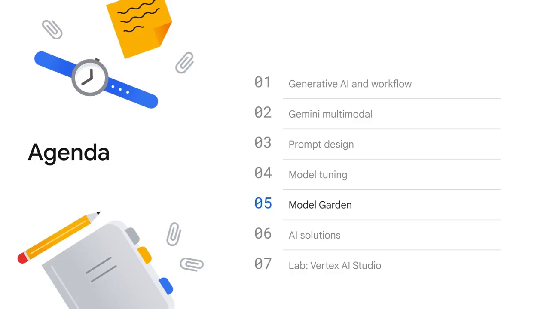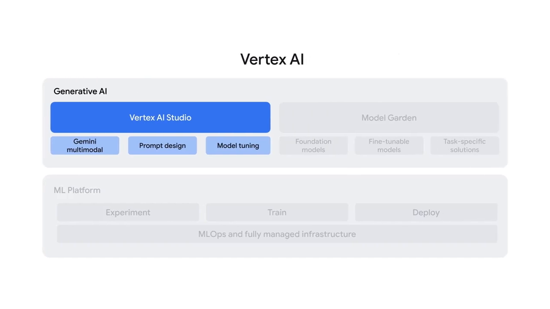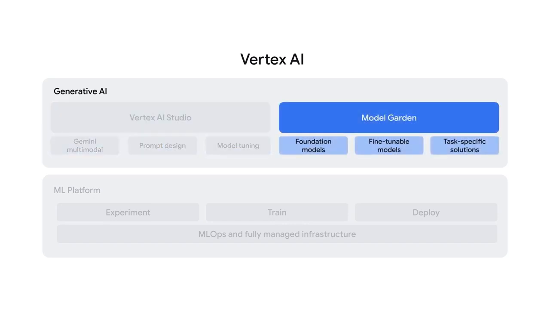In addition to Vertex AI Studio, Model Garden with Vertex AI offers access to a wide range of Gen AI models, not limited to those developed by Google. Model Garden is like a model library where you can search, discover, and interact with Google's, third parties', and open source Gen AI models. When you want to build, train, and fine-tune Gen AI models in a comprehensive environment supported by both UI and coding, Vertex AI Studio can be a good start point. However, if you want to quickly find and apply the right model to solve a problem, Model Garden is a good choice.